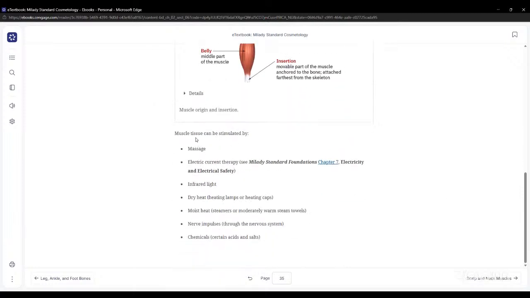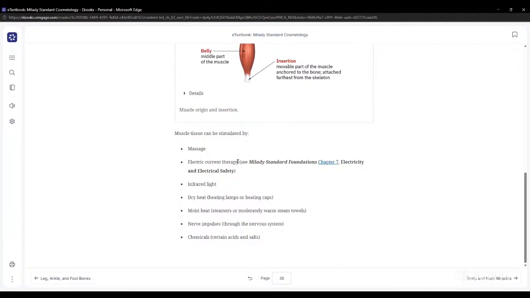And right here, it tells you that muscle tissue can be stimulated through massage, electric current therapy. That's your high frequency ones, your LED, anything related to red light, anything about any kind of lights that's using electricity to stimulate muscles. There you go. Infrared light, red, blue, yellow, dry heat. So heating lamps, if you just sit under the heating lamp. And sometimes people say when they're going to get tans, it is a form of massage also. Yes, because of heat. We can perform the look-alike of massage through heat.